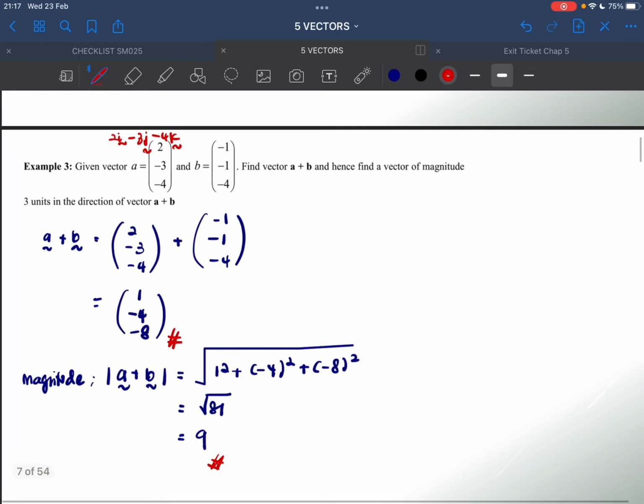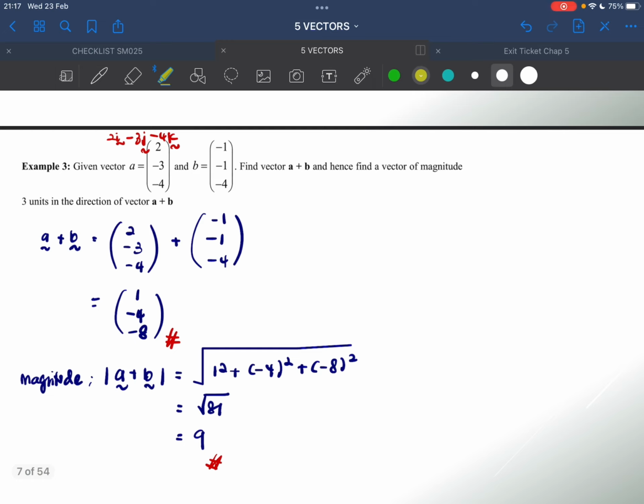So next, here we have these two things. Find a vector of magnitude 3 units in the direction of vector AB. Read back the question. The question doesn't say find the magnitude. The question asks us to find a vector of magnitude 3 units in the direction of vector A plus B. So what does that mean?